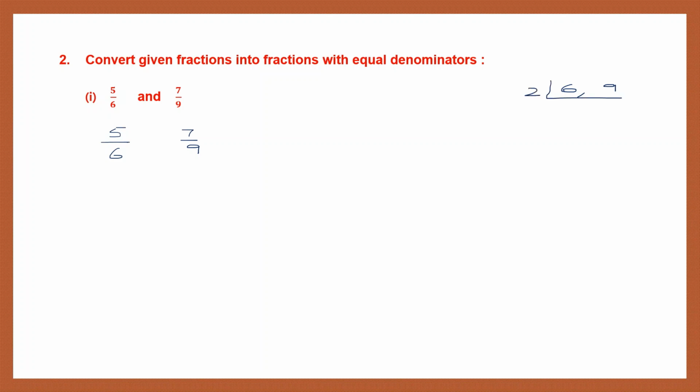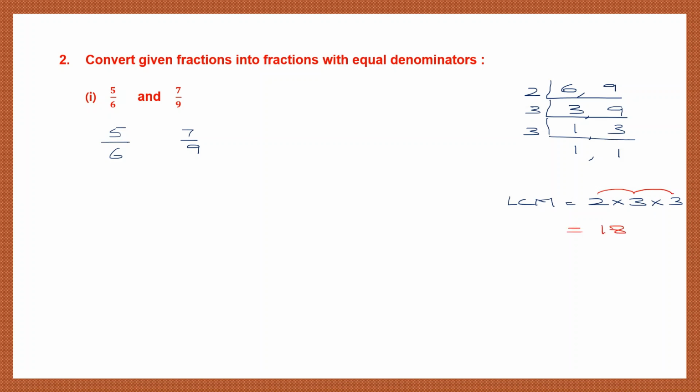So let's begin with 2. 2 3s are 6, and then I bring down 9 as it is, and then 3. 3 1s are 3, 3 3s are 9. Then I continue with 3, 1 and 1. So now let's find the LCM. LCM equals 2 into 3 into 3. So let's multiply. 2 3s are 6, 6 3s are 18. So the LCM is 18.